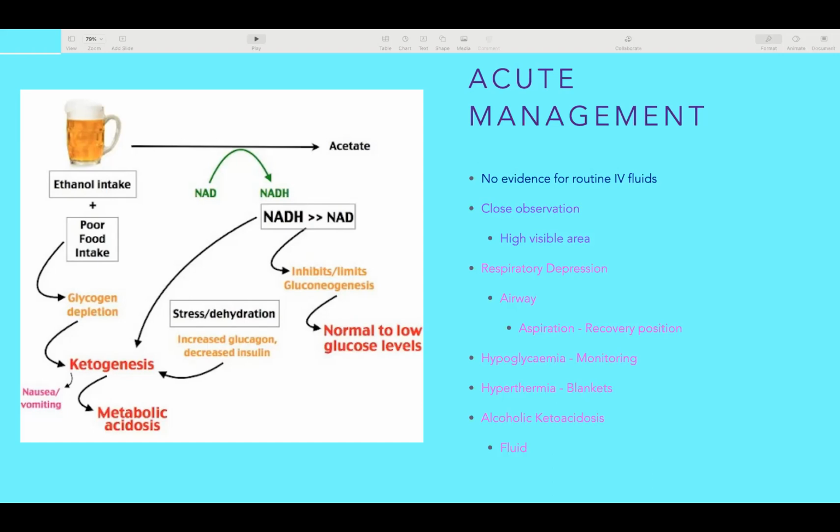Make sure you treat any hypothermia with blankets to keep them warm, and do regular blood glucose monitoring. And then there's a rare complication of alcohol called alcoholic ketoacidosis, which is described in the picture on the left.